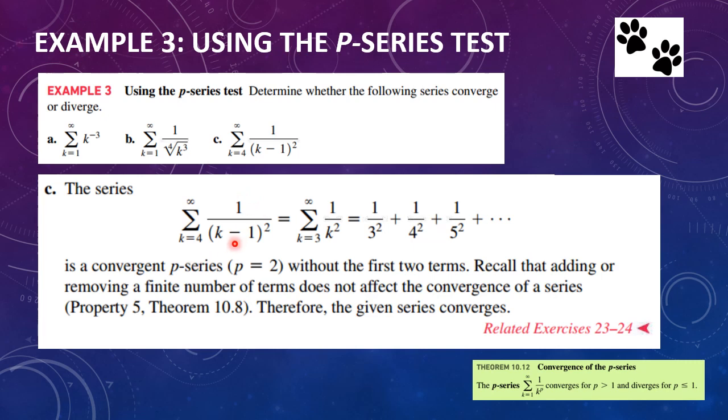So again, by changing this to k equals 3, we have 1 over k squared. Then we have p equals 2, which is greater than 1, which tells us that this converges, okay? Recall that adding or removing a finite number of terms does not affect the convergence of a series. Therefore, the given series converges.